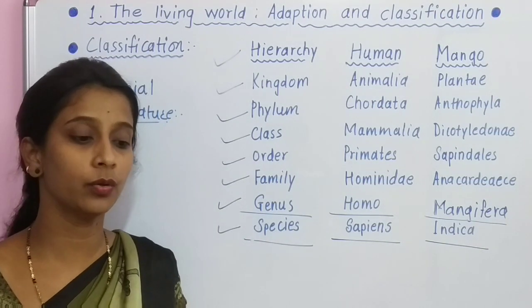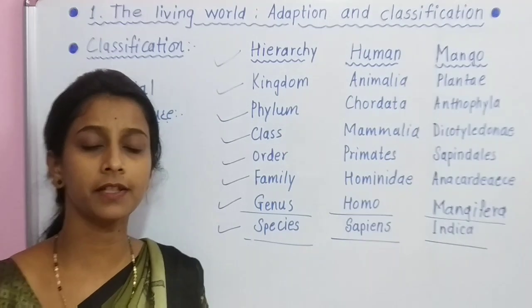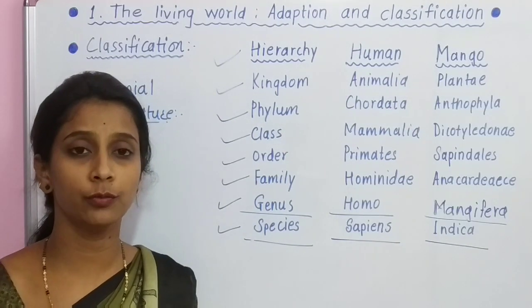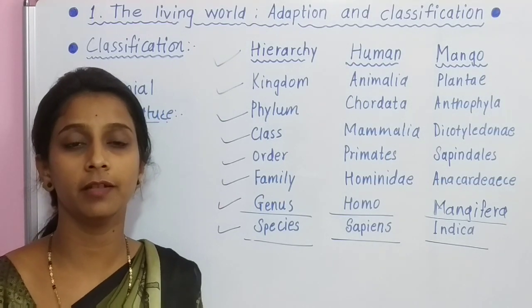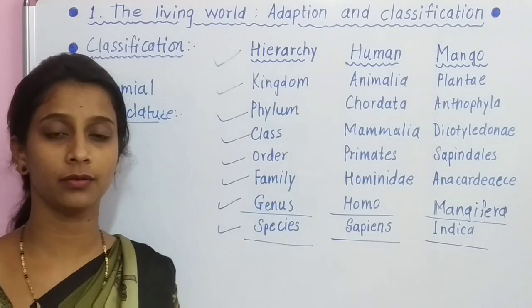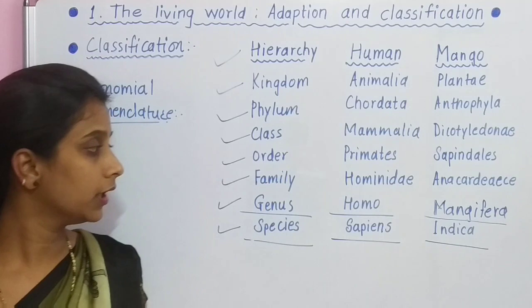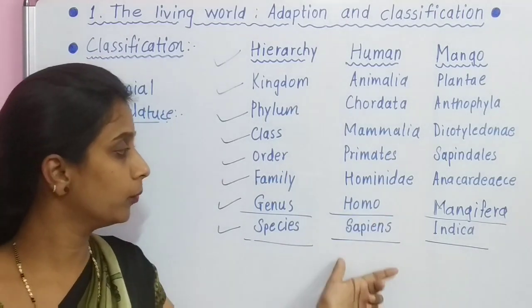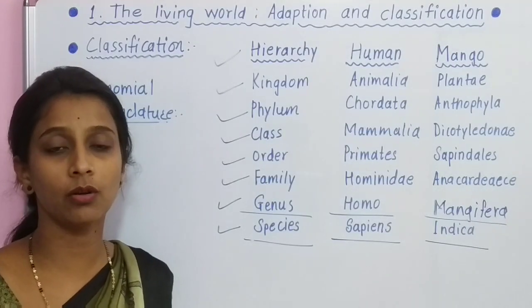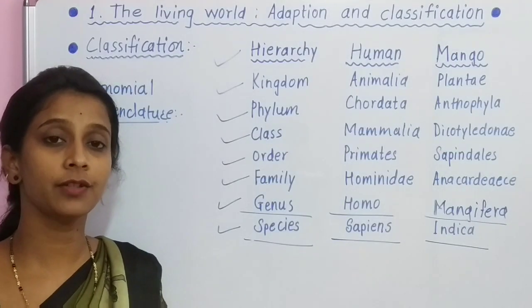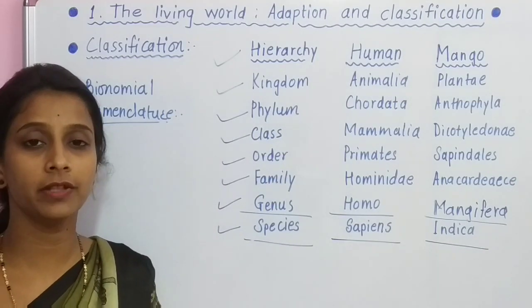Some more examples are given in your textbook. Cow is a common name, and its scientific name is Bos taurus. Hibiscus is Hibiscus rosa sinensis. So Homo sapien, Mangifera indica, these are some examples of binomial nomenclature of different living organisms. It was the last point of the chapter.